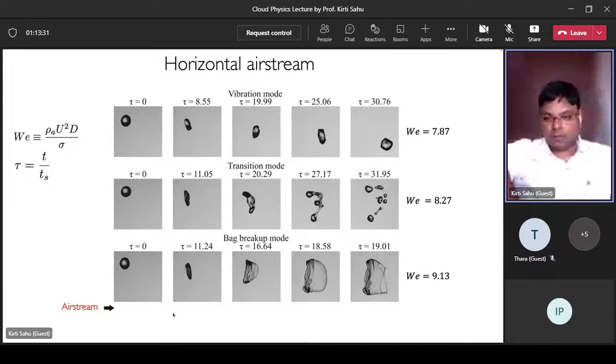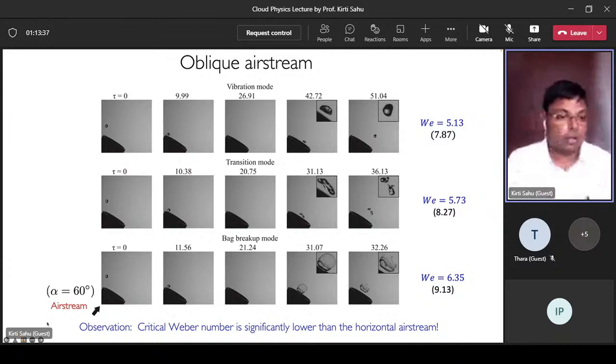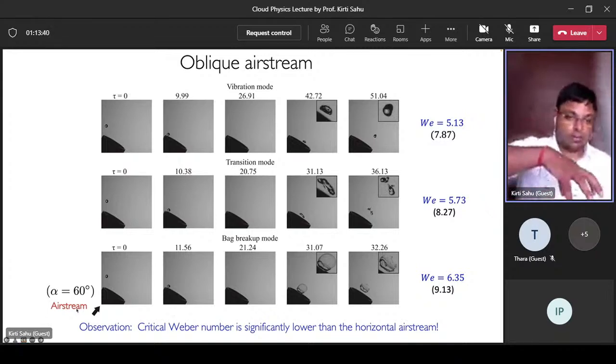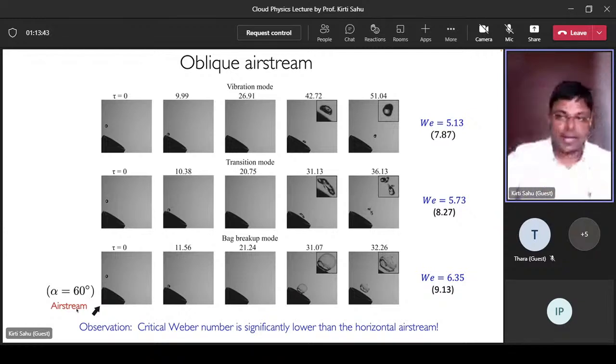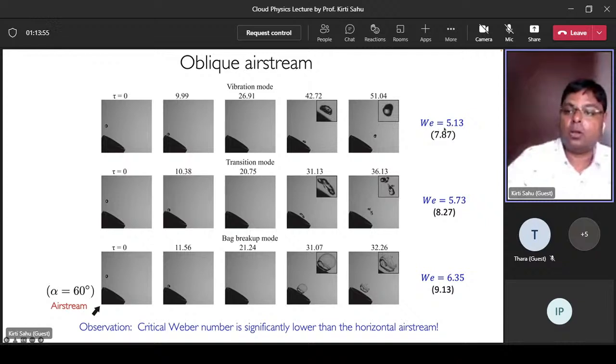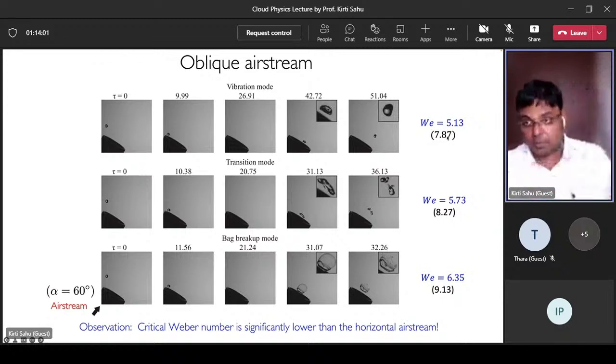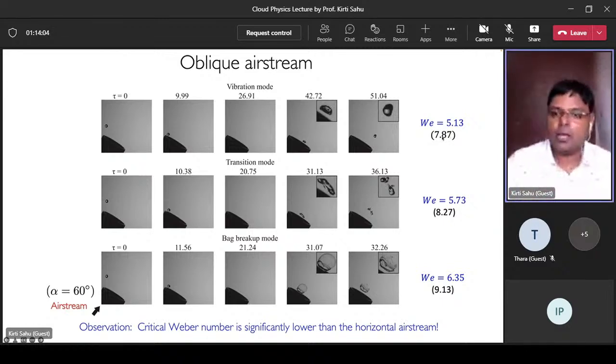The droplet is falling like this, and then there is an airstream hitting the drop like this. Now, if the airstream is at an angle, it is interacting with the droplet at a certain angle. This is called an oblique airstream. You can see we get this vibrational mode for Weber number 5.13. This was 7.87 in the previous slide when it was horizontal. Similarly, we got this transitional mode at Weber number 5.73, which is much lower than that which you observe in the horizontal airstream.